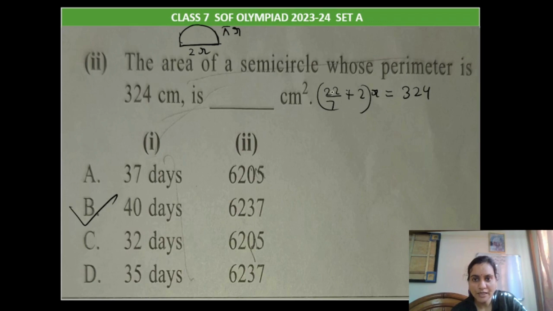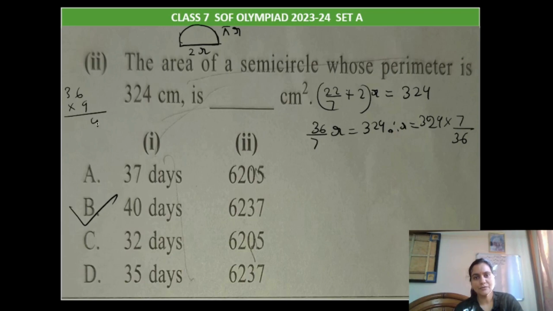So 7 2s are 14. 14 plus 22 is 36. 36 by 7, r equal to 324. Therefore, r will be equal to 324 into 7 by 36. Now, if you do 36 into 9, let me do here and show. 9 6s are 54, 5 gets carried over, 9 3s are 27, 27 plus carried over 5 is 32. So we can directly do it with 9. 36 ones are 36, 36 nines are 324. So radius now becomes equal to 63 centimeter.